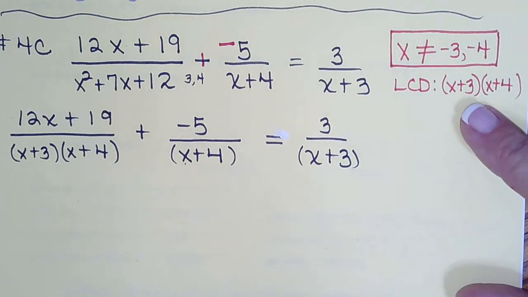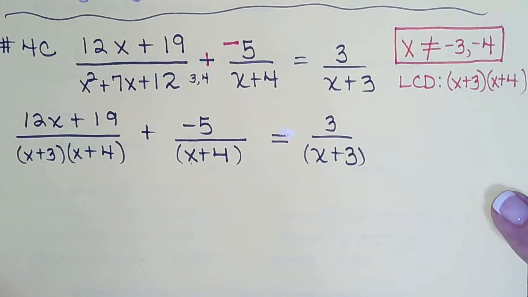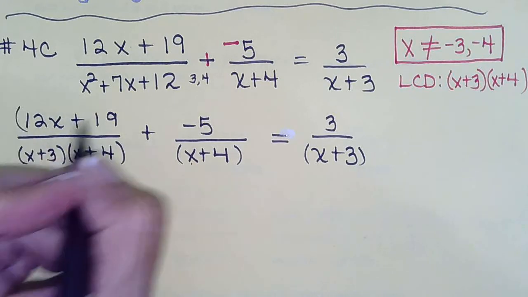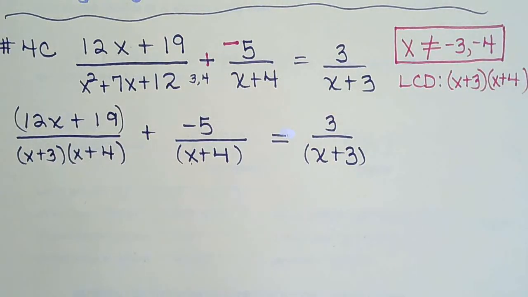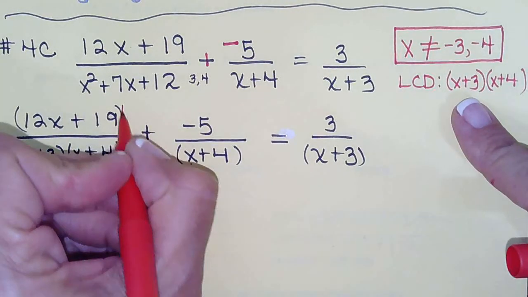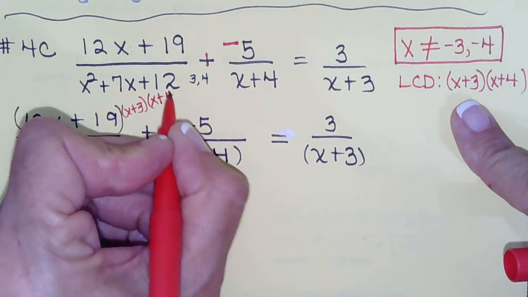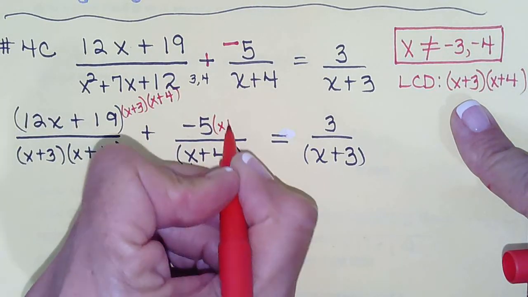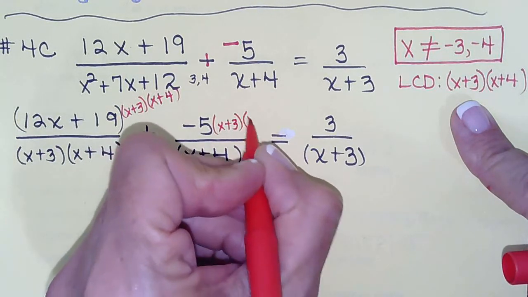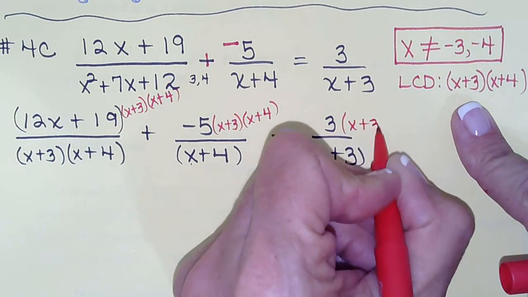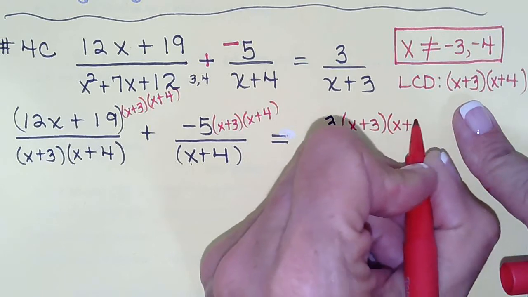Next, we have to take our LCD and write it in the numerator of every fraction. This one has two terms, so we'll put that in parentheses, and then beside it, we're going to write x plus 3, x plus 4, and then beside this, x plus 3, x plus 4. And then beside this one, x plus 3, x plus 4.